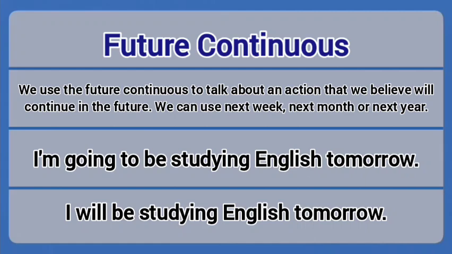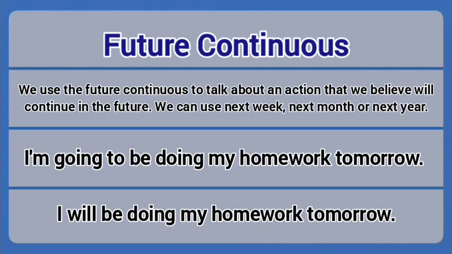Example, I'm going to be studying English tomorrow. I will be studying English tomorrow. Next, I'm going to be doing my homework tomorrow. I will be doing my homework tomorrow. It means that I will be doing this in the future.